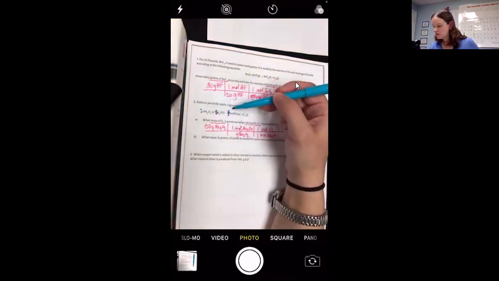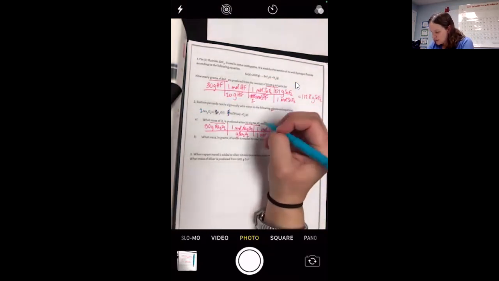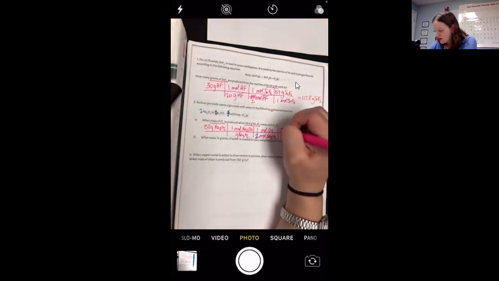So you should have coefficients of 2 to 2 to 4 to 1. So 2, 2, 4, 1. So then my mole ratio, that one is a 2. Okay. And so then we do our last step, where 1 mole of oxygen is 32 grams of oxygen.